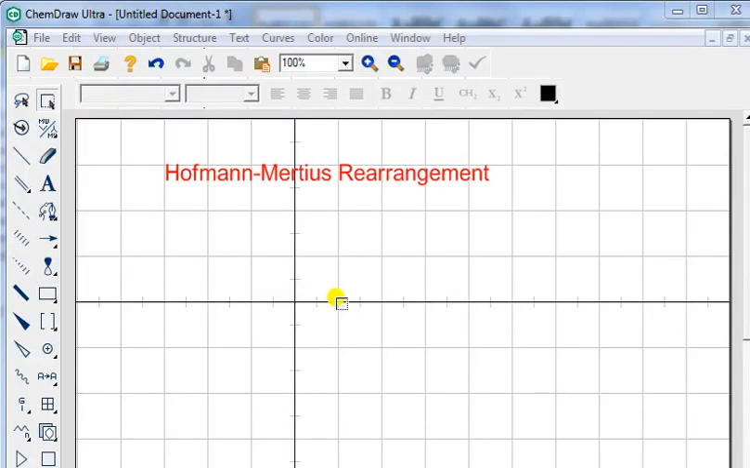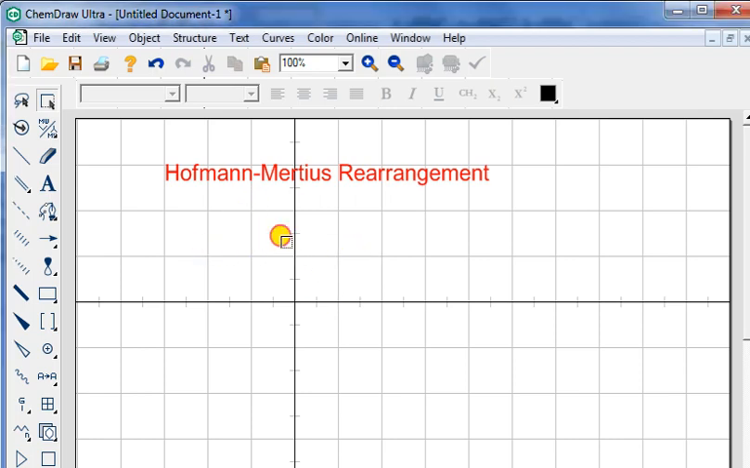Okay, my dear students, today I am going to show you how to draw a scheme and a reaction mechanism. I am taking a name reaction, the Hofmann-Martius rearrangement. You have probably heard about this reaction. At the same time, we will learn the Hofmann-Martius rearrangement as well as how to draw the structure of the molecule.